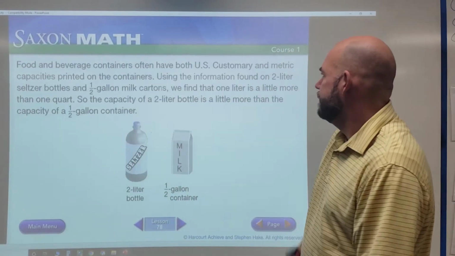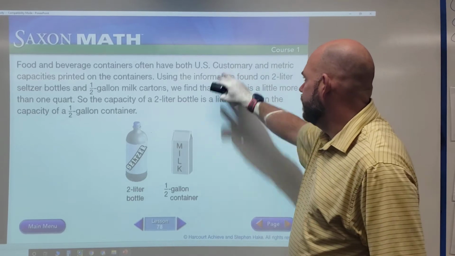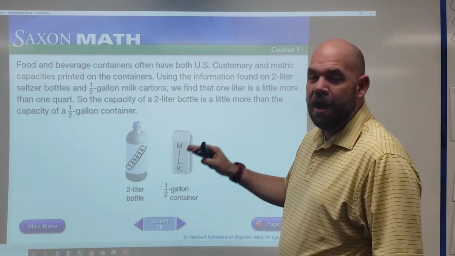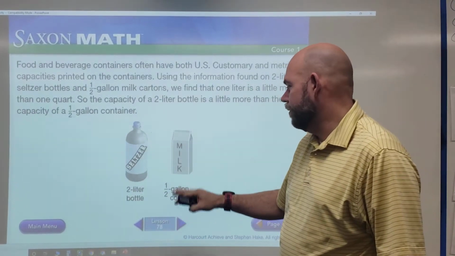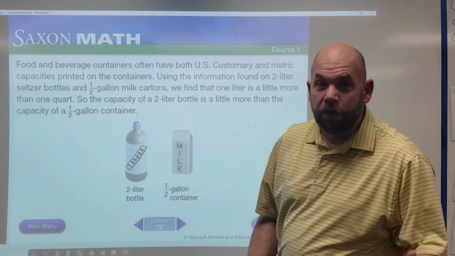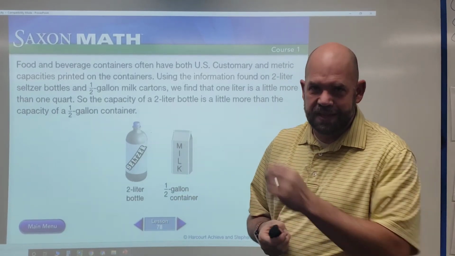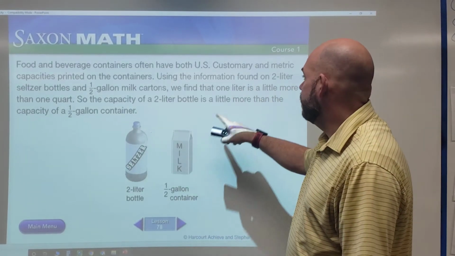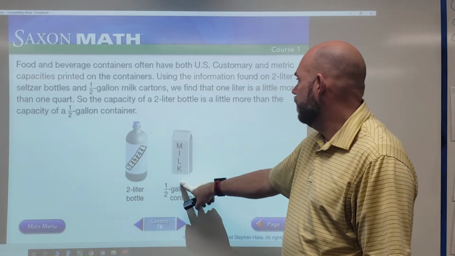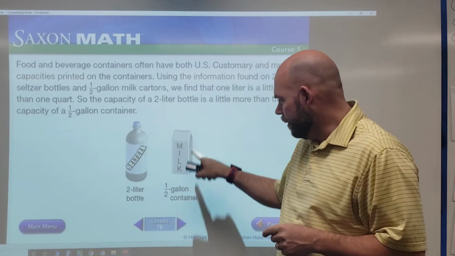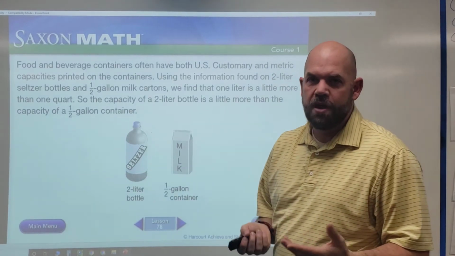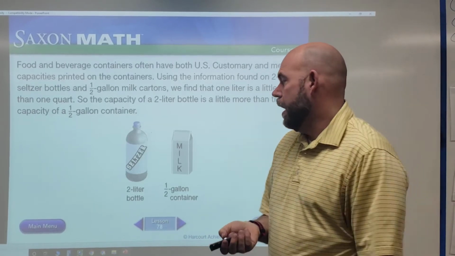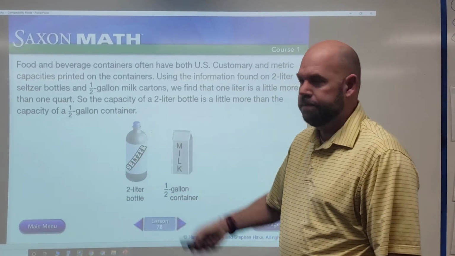We don't though. All right, food and beverage containers often have both the US customary and the metric capacity printed on it. So a 2-liter bottle is going to tell us how many liters, and gallons or quarts is on it. So typically you'll see that if you read the labels. So start paying attention to that in the grocery store. See if they have both on it. Using the information found on a 2-liter bottle and a half gallon milk carton, we find that 1 liter is a little bit more than a quart. So it's not a perfect conversion from the US customary system to the metric system. It's going to involve decimals, but they're close, okay?